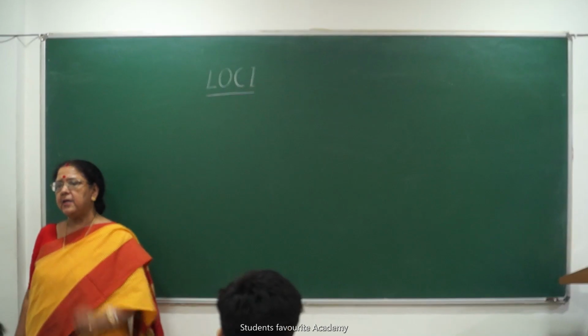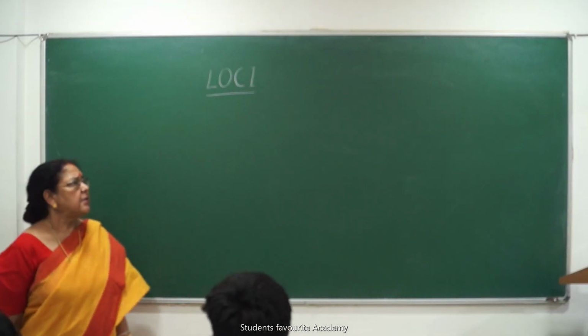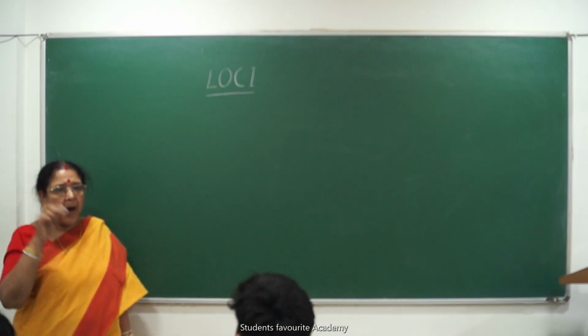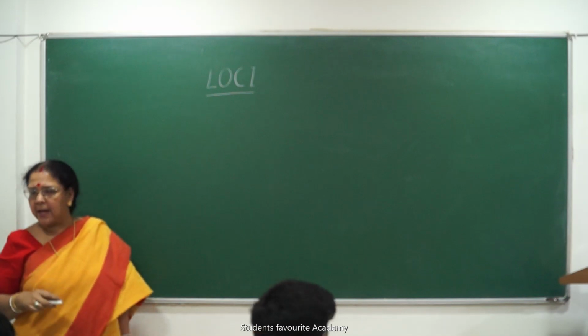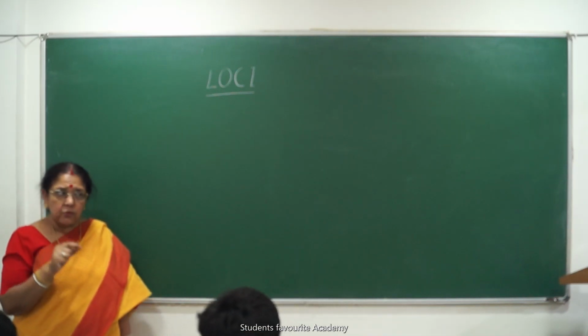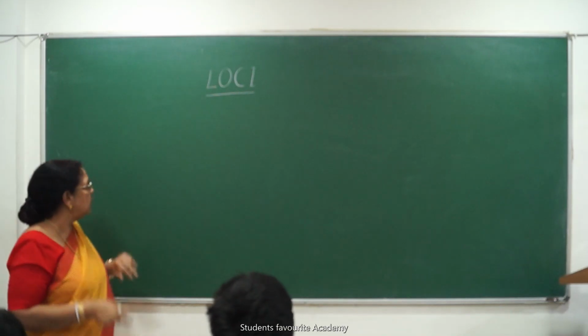Locus basically, the English meaning is path. But here, what do we say? Locus is the path of a moving point. In maths we say path of a moving point, a point which is moving satisfying certain conditions. Now what is it? You will come to know.